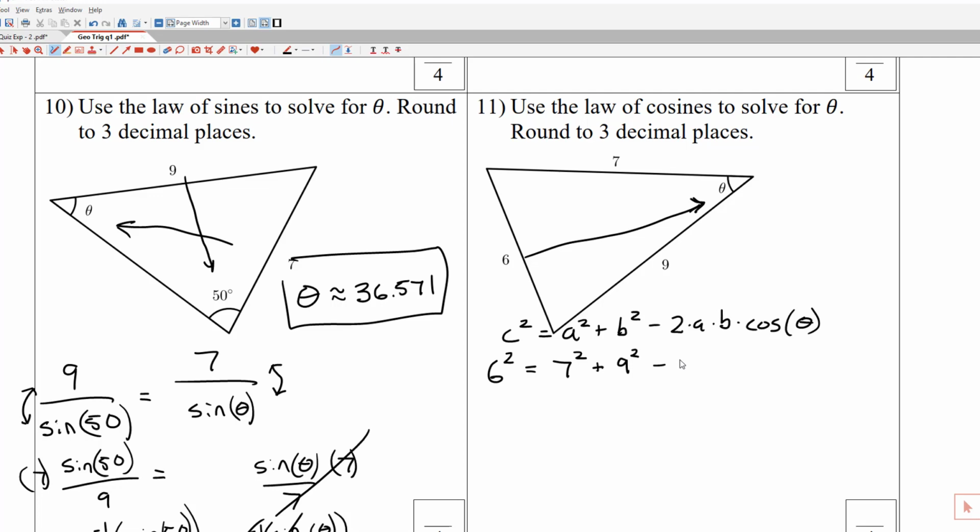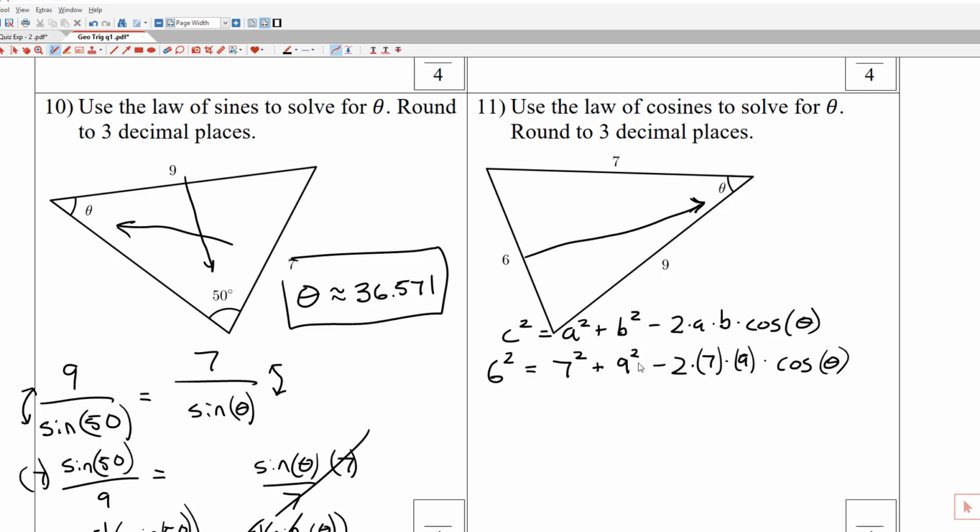So if we do that, it's going to be 2 times a and b. Again, we're 7 and 9. A and b are always the adjacent sides of the triangle. So it's 2 times 7 times 9 times cosine of theta. And we've set up the equation. If you get that far, you definitely get some points.